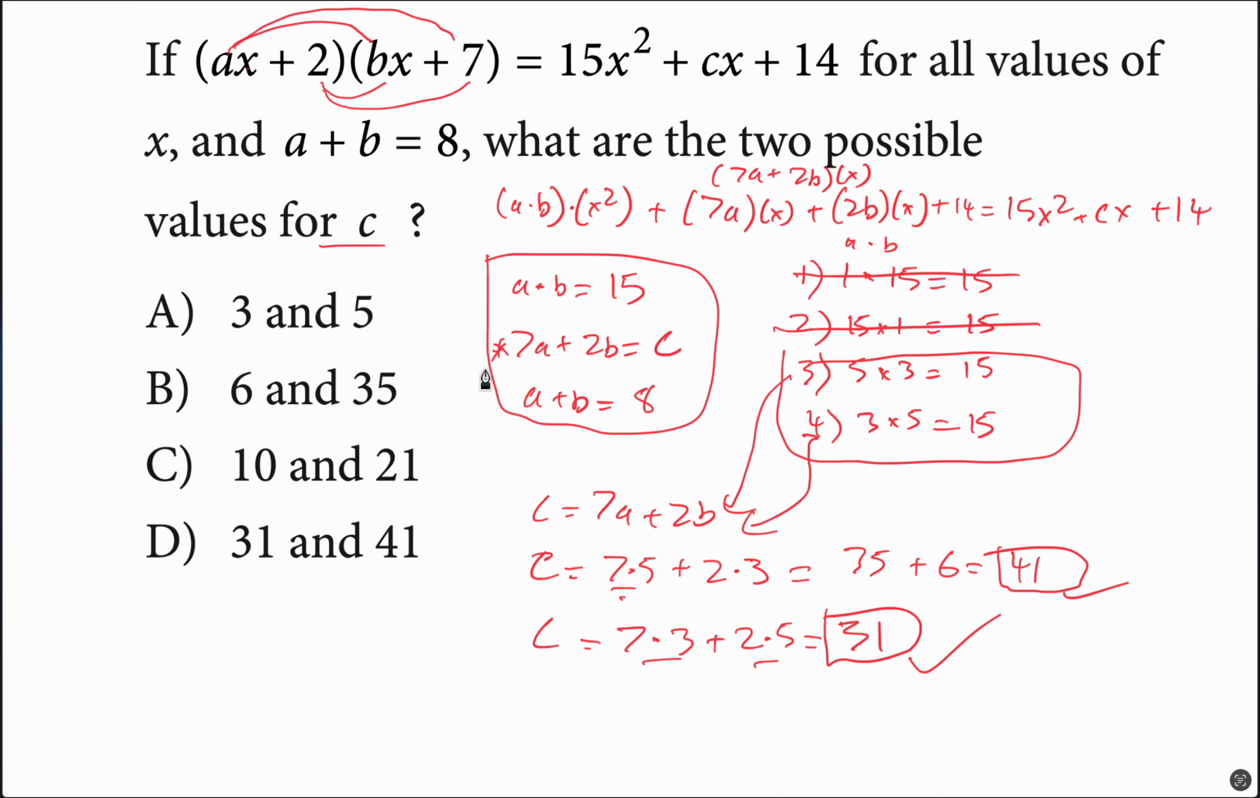So to your left, they put this in here. It's maybe trying to trick us or something, because this is not an easy problem. You have to go through multiple steps to get to the answer. But the right answer for c: the choices for a and b are 3 and 5, but the two possible answers for c are 31 and 41.